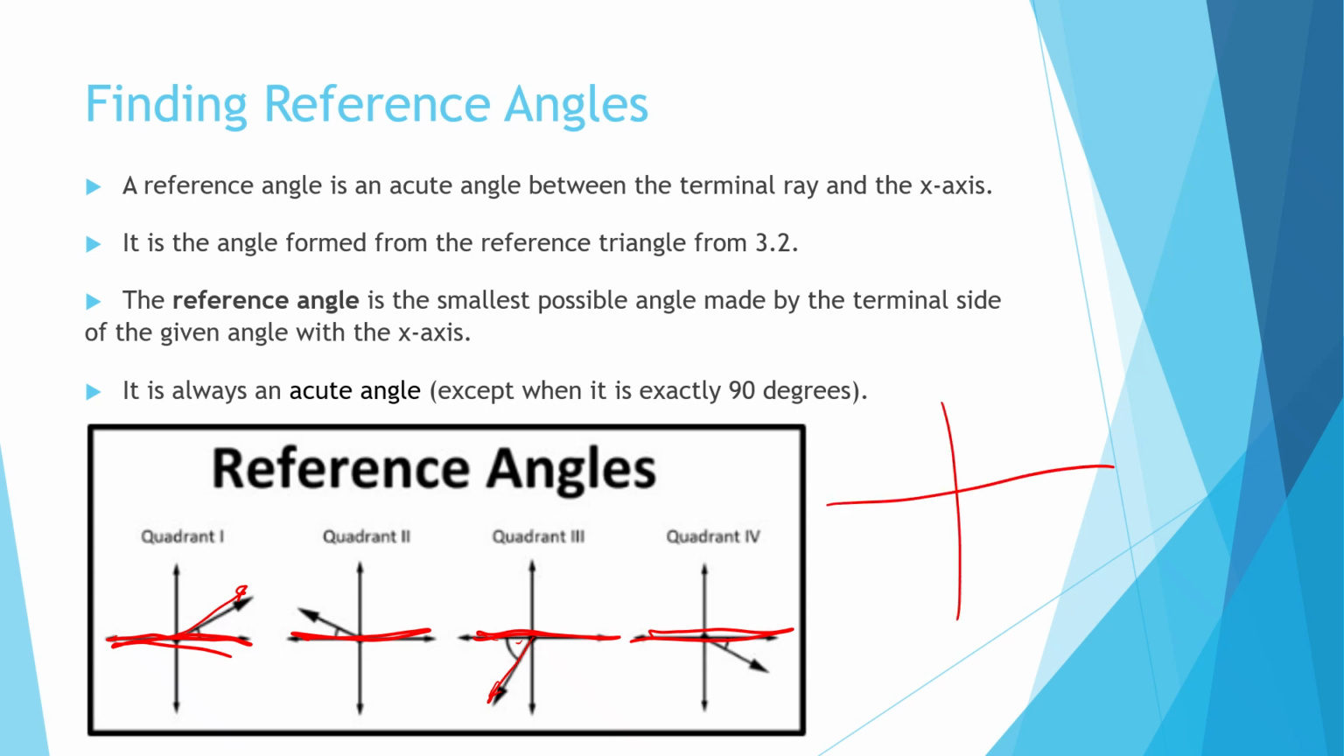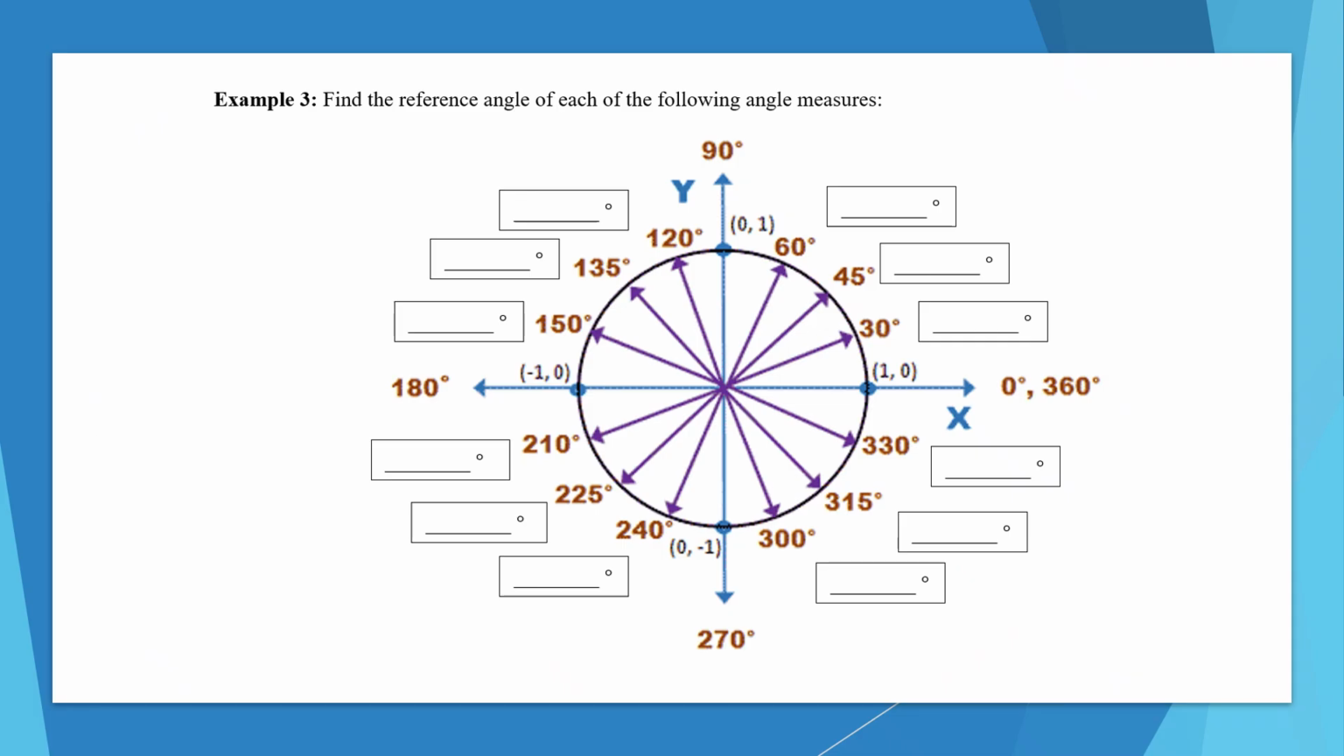So let's say we just have a ray like this. Our reference angle is going to be this angle right here, and we're going to use reference angles to help us because in today's lesson, we will memorize the entire unit circle, or we'll know what sine or cosine is for every single angle measure in increments of 30 and 45 degrees, and this will help us.